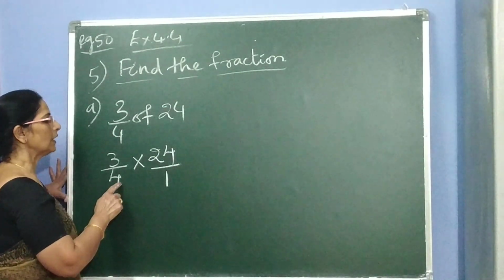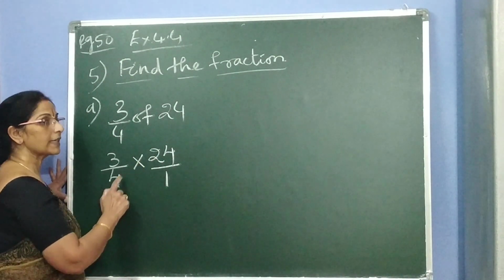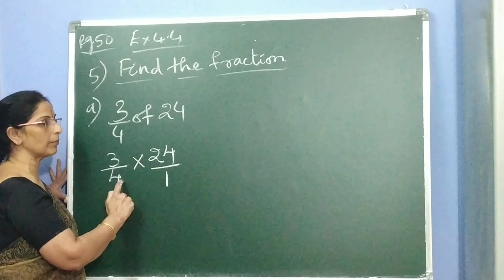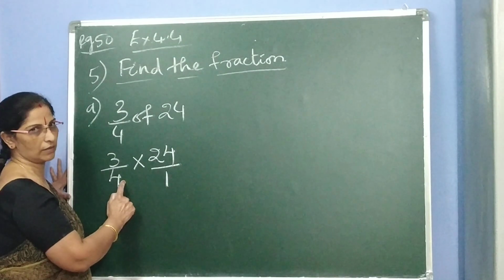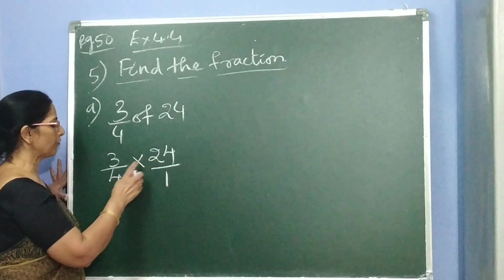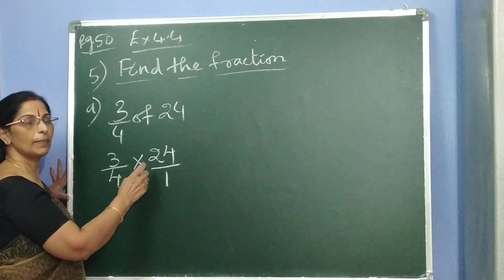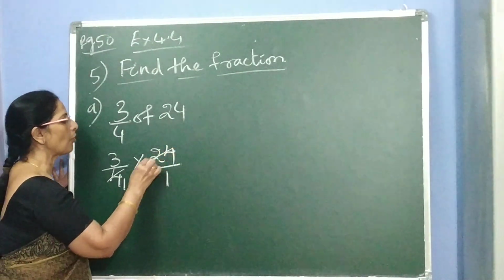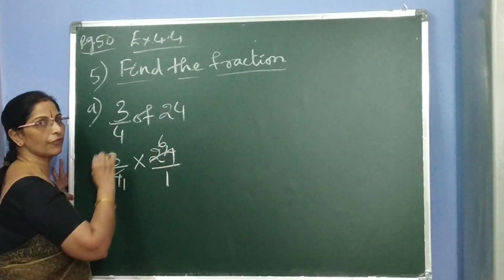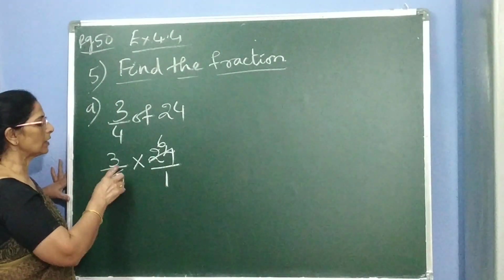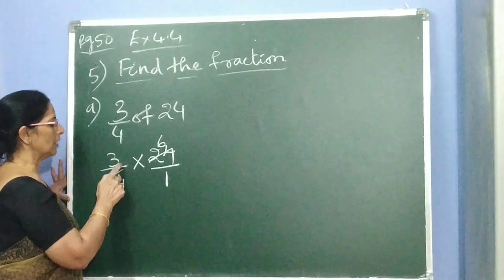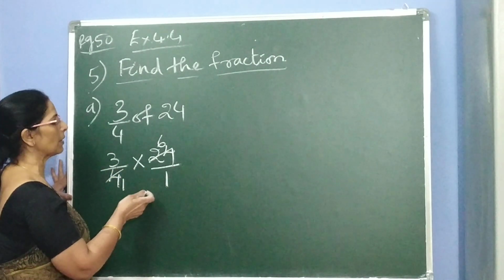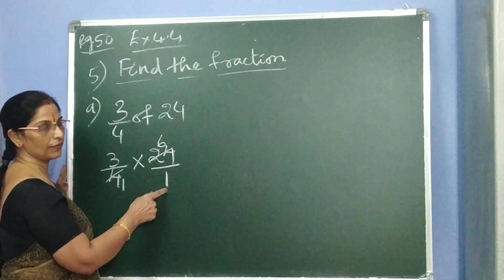Now see children, these two numbers can be simplified. Simplify means dividing both the numbers with a common factor. 24 and 4 both are divisible by 4. 4 ones are 4, 4 sixes are 24. These two we can't. Here 3 into 1, 1 and 3, again 1 threes are 3. You will get the same number when we divide any number with 1.